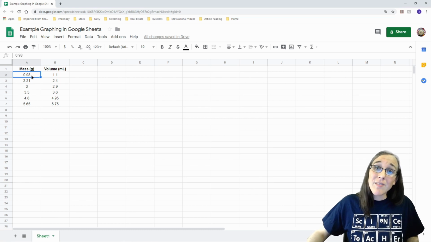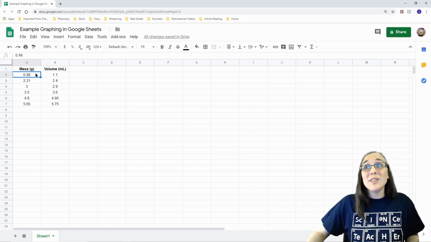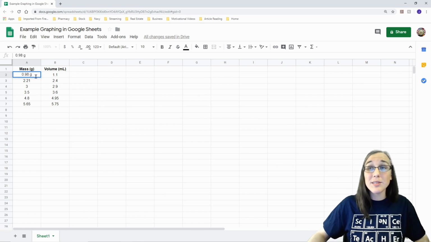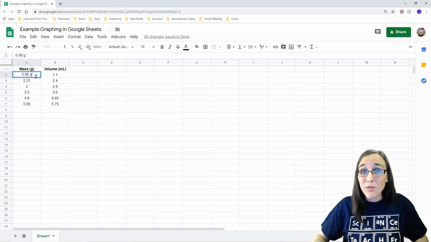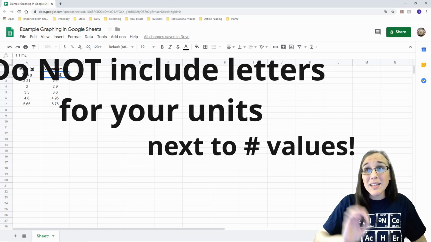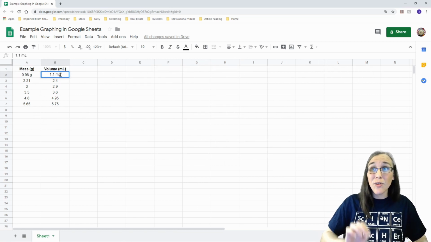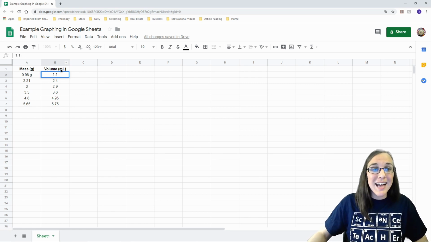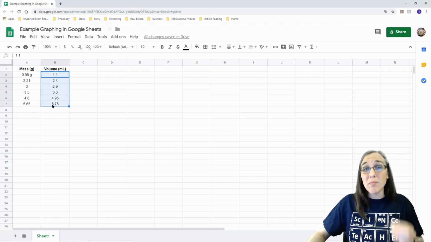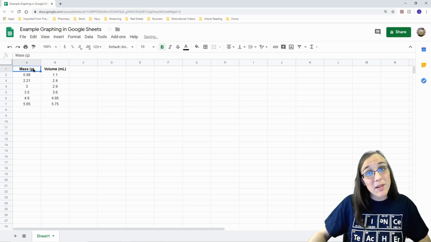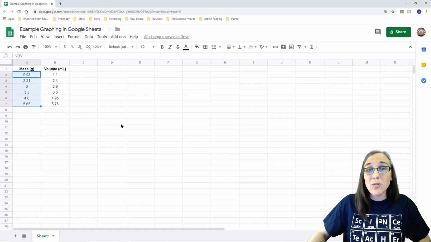Notice the way I have these plugged into Google Sheets is that I do not, I repeat, I do not have grams written after every single number value, and I do not, again, I repeat, do not have milliliters written after every single numerical value for volume. I have that written as my title. That's implying that all the numbers below it are in units of milliliters. Likewise here, I have grams written at the top. That's implying that all the numbers below it are in units of grams.